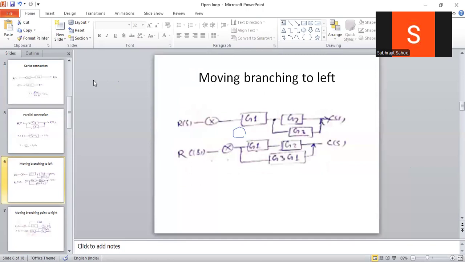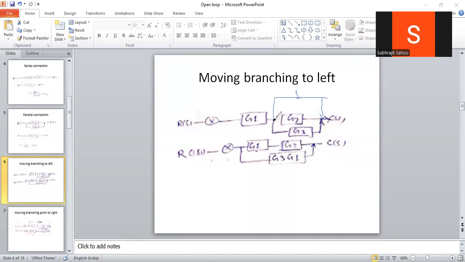I told you that you have to multiply this block directly, right? G1 into G3. Suppose here in place of G3, nothing is there, only a simple line, no gain block. Here gain block G3 is there. But sometimes in the problem, the loop will be like this: only a simple line from this point to this point, no block. In that case, you have to assume this block is 1.